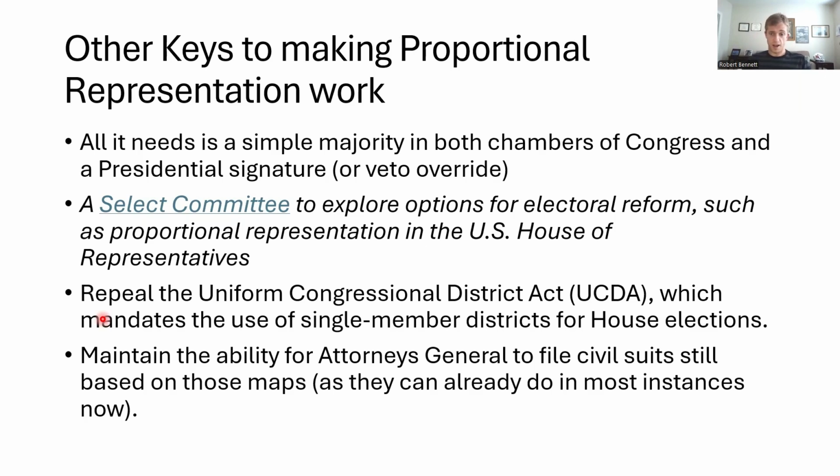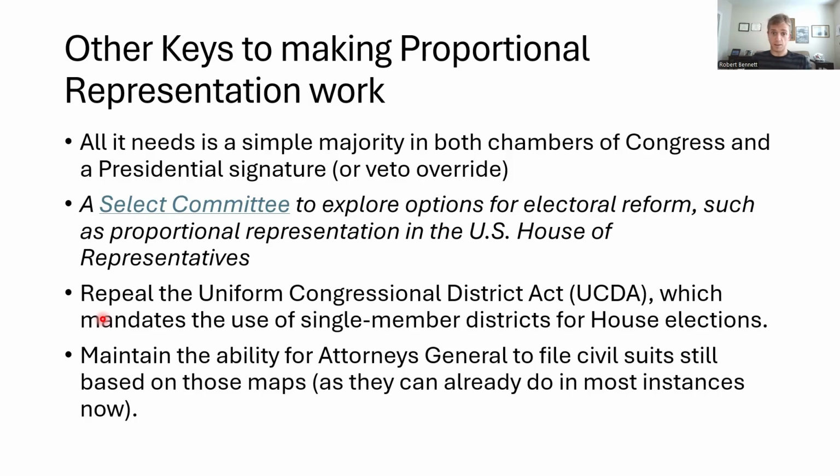A couple other keys I want to touch on, at least briefly, to making sure proportional representation works for everyone correctly. First, if you have doubts about whether this can be done, I can confidently say it can, because all you would need to change the Permanent Apportionment Act of 1929 and some of the other laws that would allow for this is a simple majority in both chambers of Congress and a presidential signature or a veto override. So there's nothing stopping this from passing Congress right now. You don't need a constitutional amendment or anything like that.